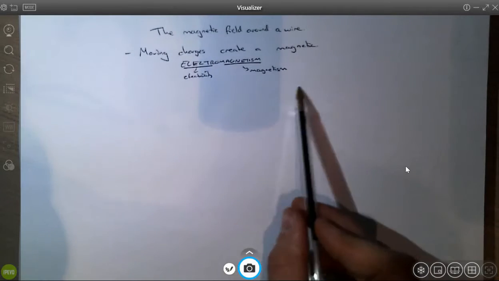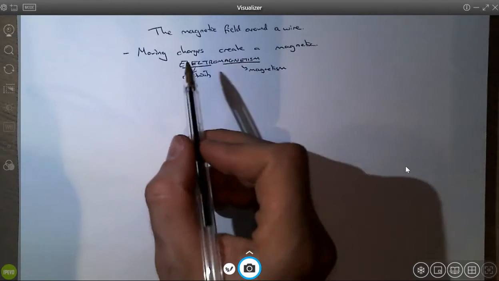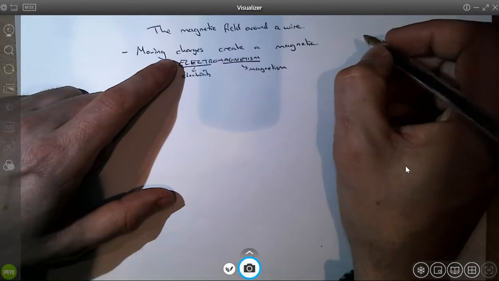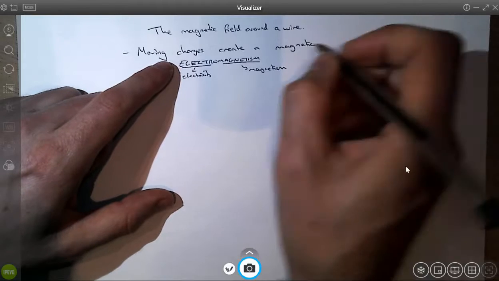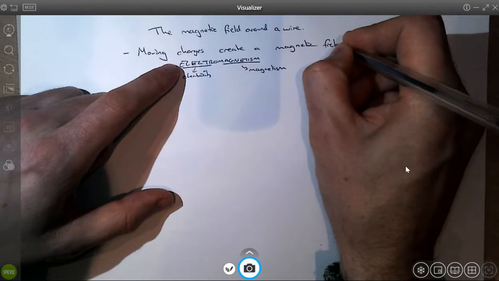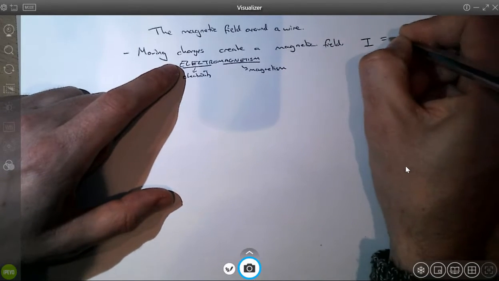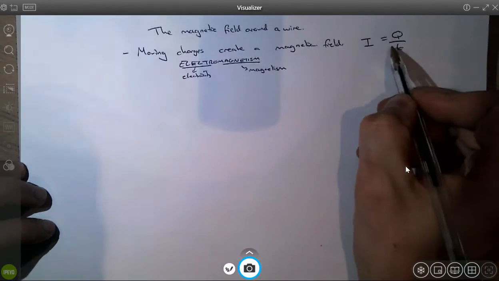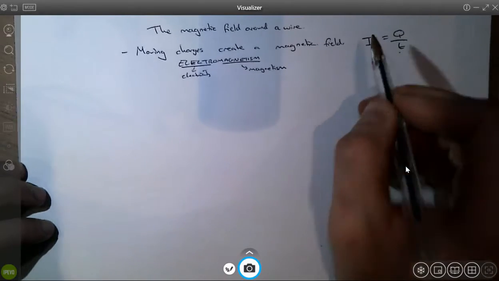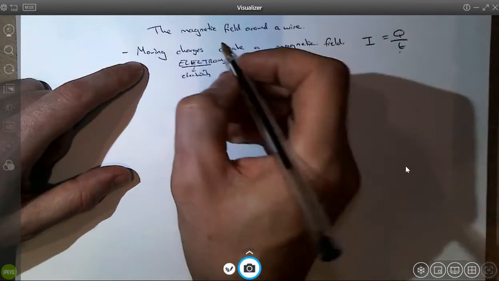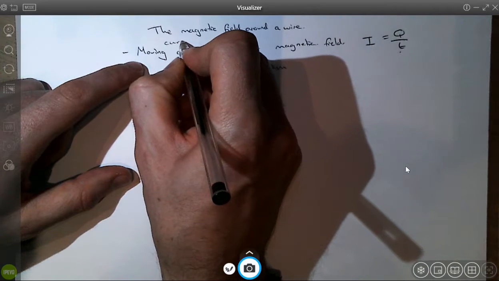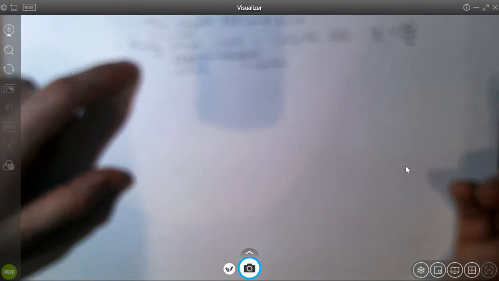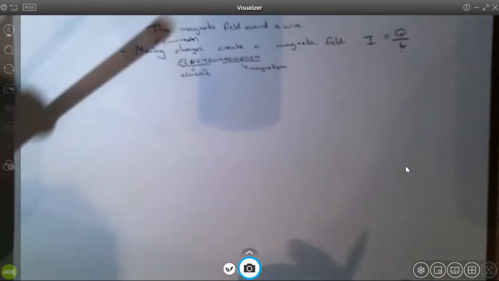So what do students need to know? Actually, before that, what we should make a link with here is we should say, well, moving charges create a magnetic field, and then we should make a link back with electricity, where we say current is the rate of flow of charge, all right? Because moving charges is a current. So we can also say that currents create a magnetic field. Okay, this is the fundamentals that students need to know.